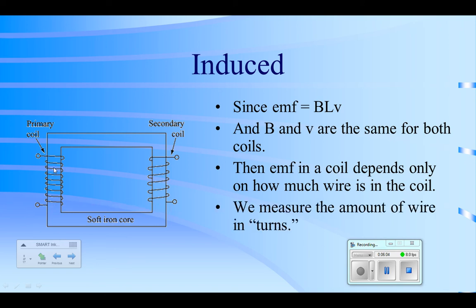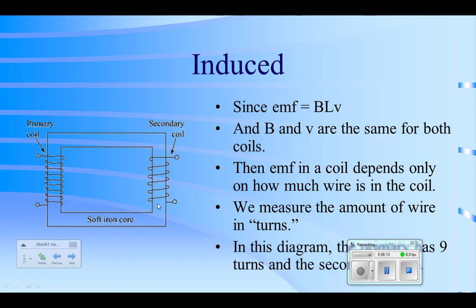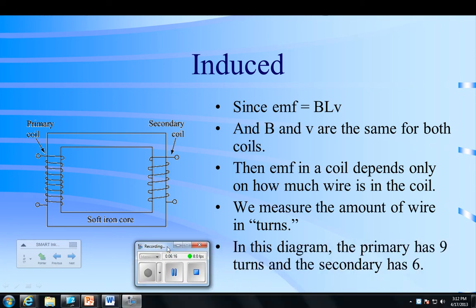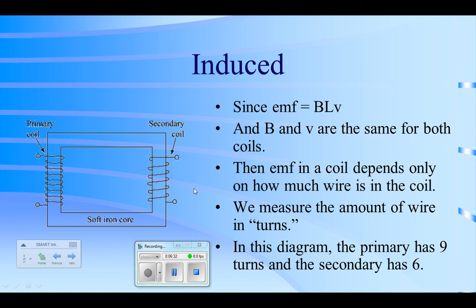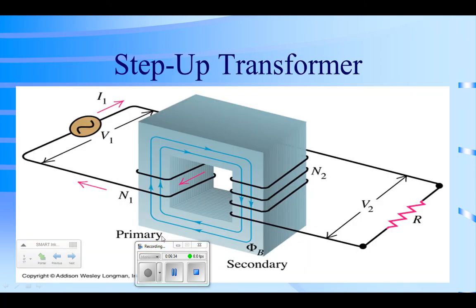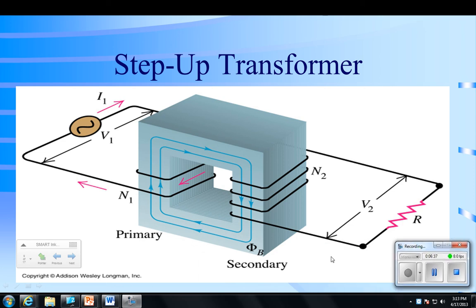So in this particular one, we're going to count how many of these are, they'll call them turns of the transformer. So how many turns there are on the primary and how many turns there are on the secondary will determine it. So if you look at this one, the primary has 9: 1, 2, 3, 4, 5, 6, 7, 8, 9. The secondary has 1, 2, 3, 4, 5, 6. So more EMF in this side than there will be in this side, because there's more coils on this side or more turns.